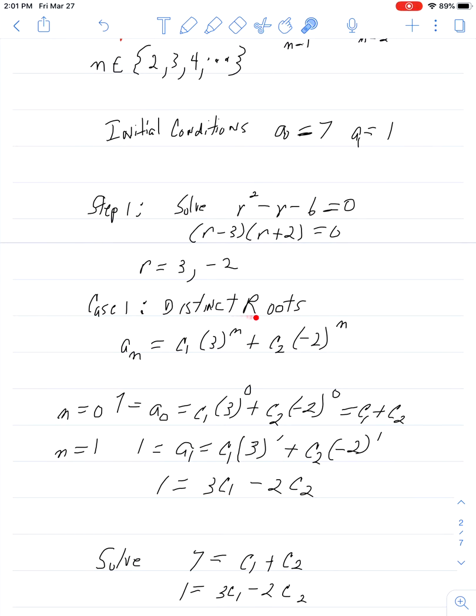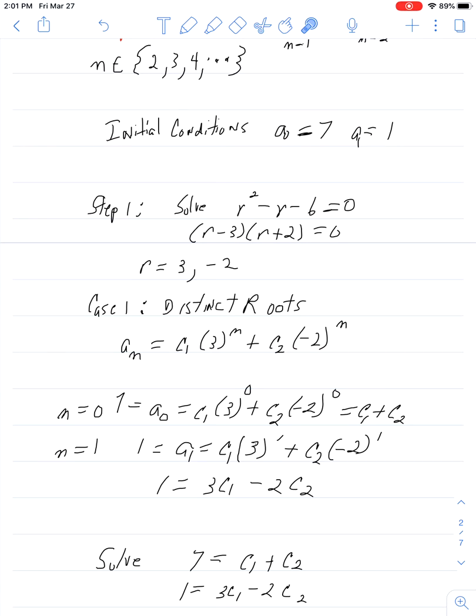So that's what we write. A solution of this form: a sub n is c1 times 3 to the n, where 3 is one of those roots, plus c2 times minus 2 to the n, where minus 2 is the other one of those roots. Now again, all we have to do is find the c's, and we have our solution. How do we find the c's? By using the initial conditions up here.